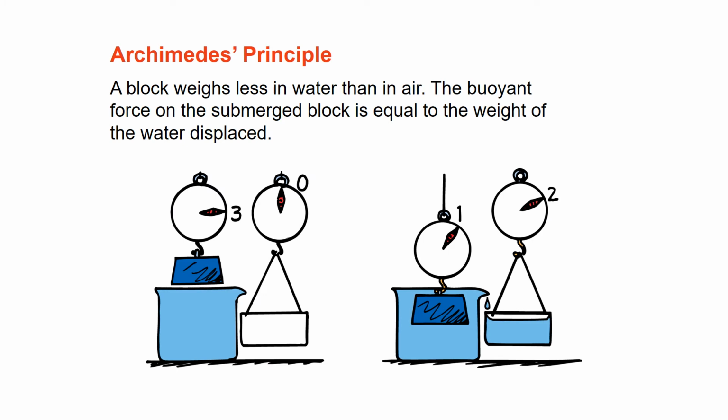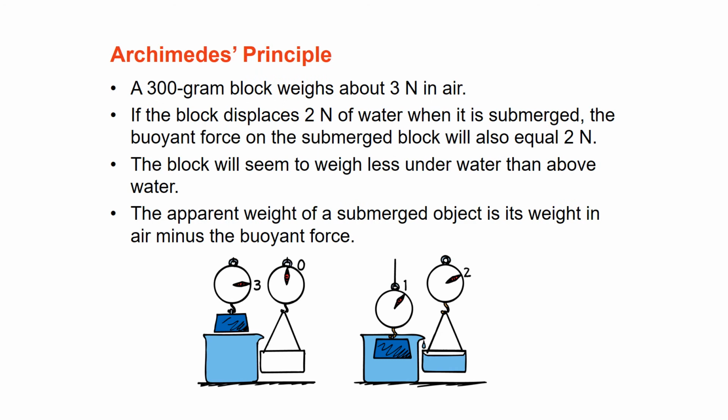A block weighs less in water than in air, as shown in the figure below. The buoyant force on the submerged block is equal to the weight of the water displaced. Let us try to explain this experiment. A 300-gram block weighs about 3 Newton in air. If the block displaced 2 Newton of water when completely submerged, the buoyant force on the submerged block will also equal 2 Newton.